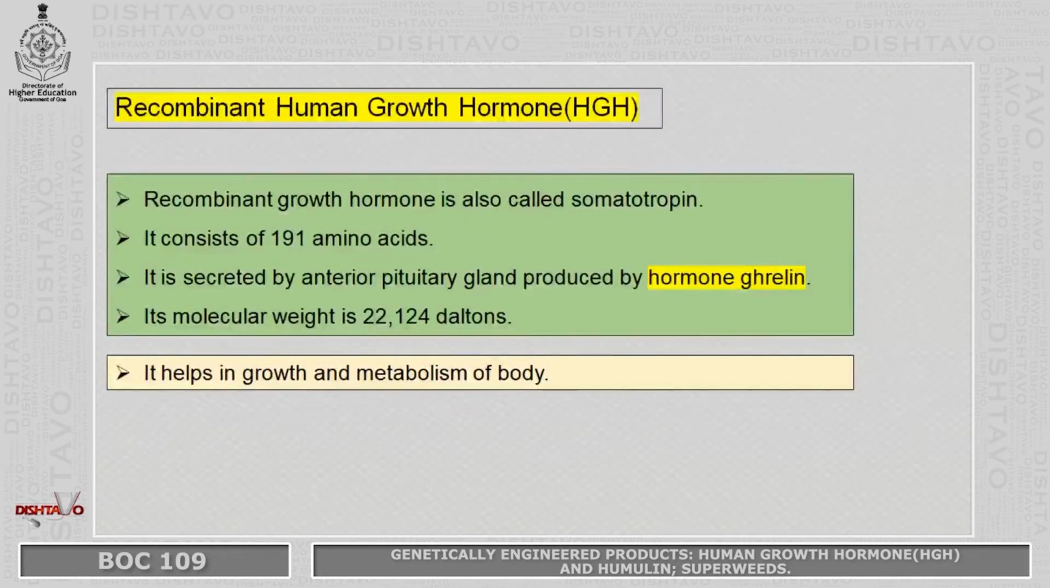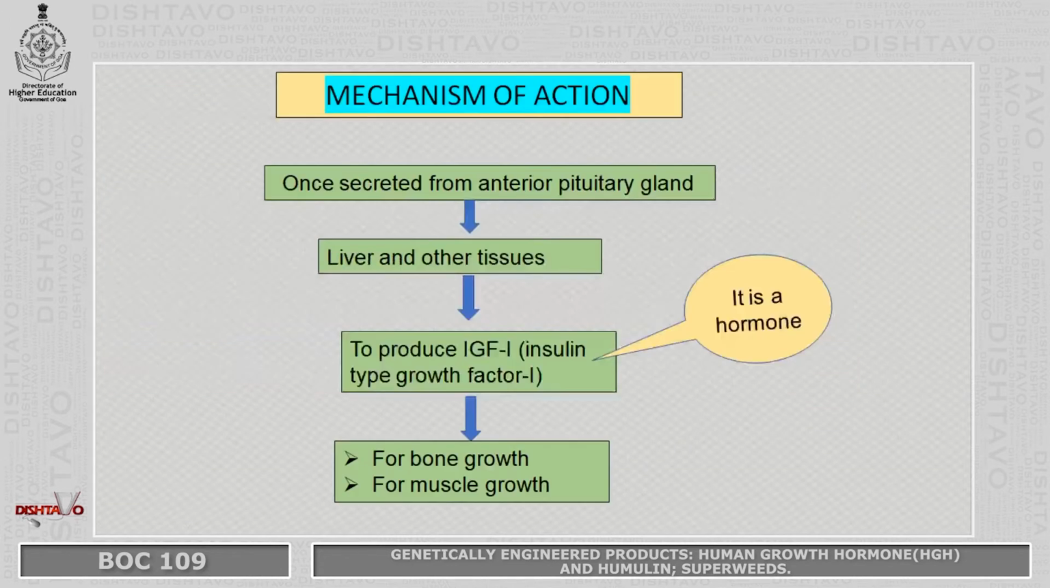To start with, we have recombinant human growth hormone. This human growth hormone is also called somatotropin. It consists of 191 amino acids. It is secreted by the anterior pituitary gland, produced by hormone ghrelin. Its molecular weight is 22,124 daltons. It helps in growth and metabolism of the body.